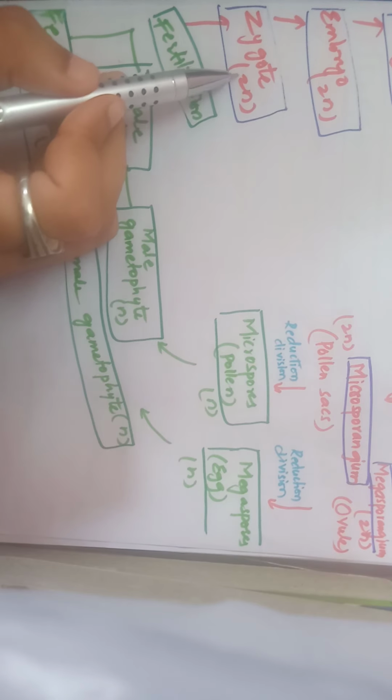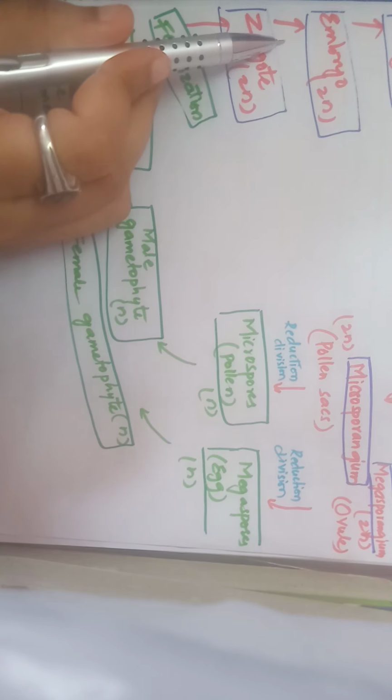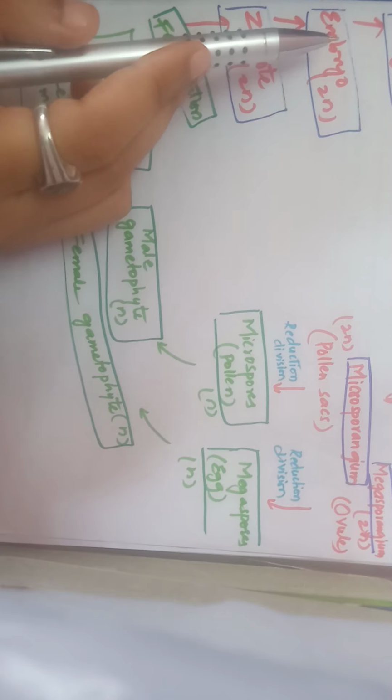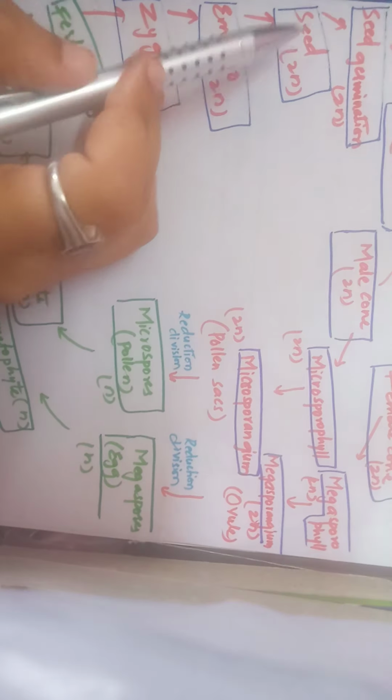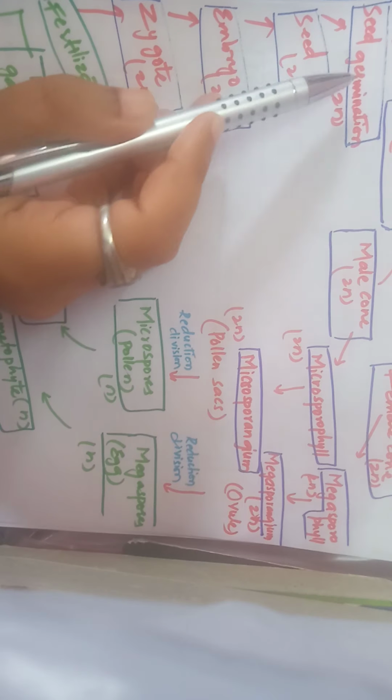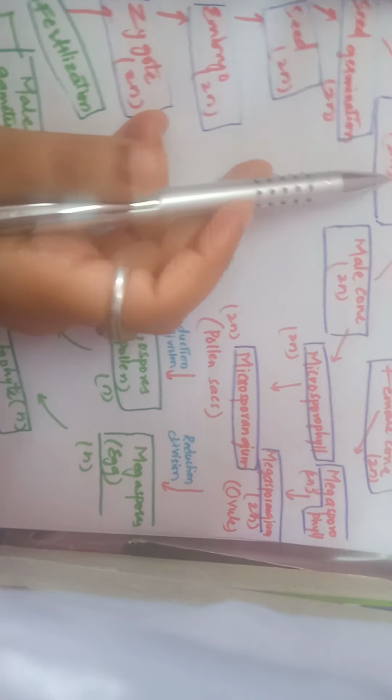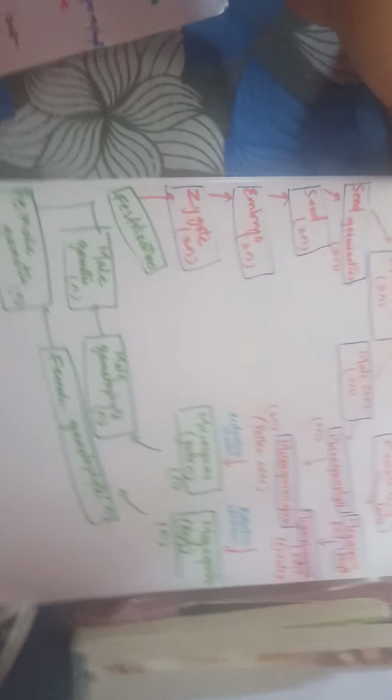That zygote will divide by meroblastic division and produce the embryo. That embryo will develop into the seed, and that seed will germinate and give rise to a complete new plant of the sporophyte. So this is the overview of the complete life cycle of the gymnosperms.